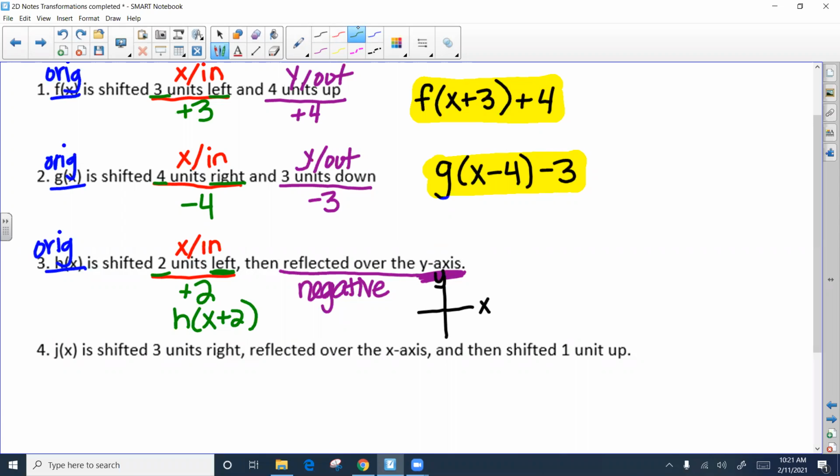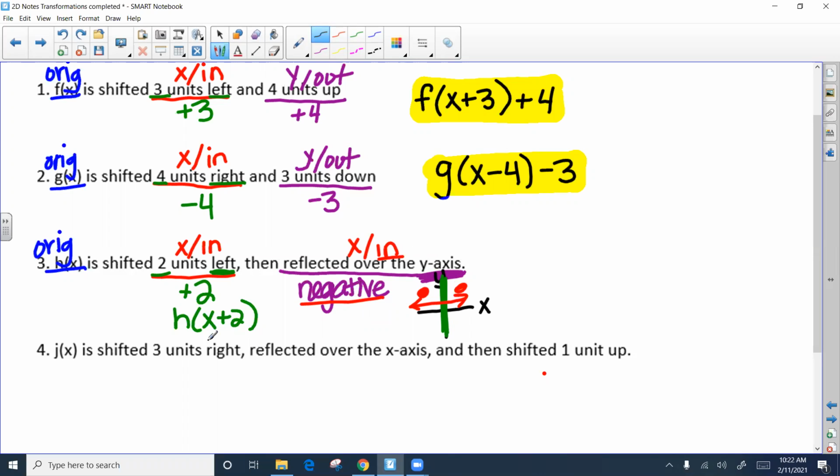If something's flipping over the y-axis, here's the y-axis. If something's flipping over the y-axis, it's flipping left to right. So this is actually affecting the x values. So a reflection over the y-axis is going to affect the x values, or be on the inside. So that means I have to have a negative on the inside.